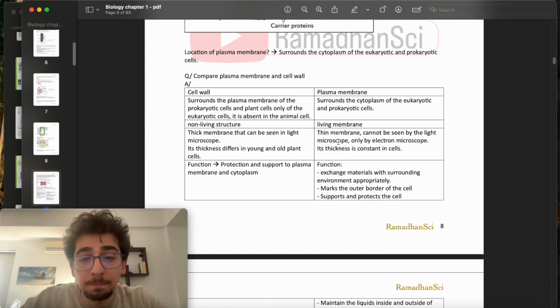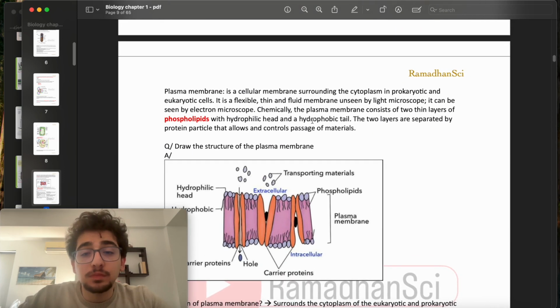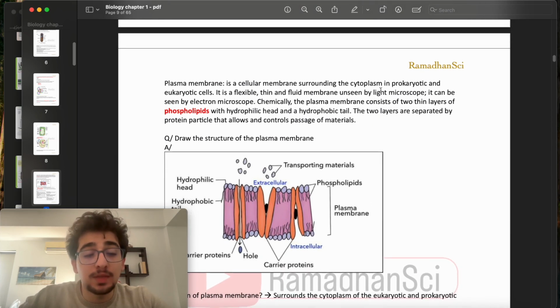Where is it? Here. So it's a thin membrane. The cell wall will be a thick membrane. And of course, you want to mention that we cannot see this by light microscopy because it's very thin. Instead, we will use electron microscopy. The cell wall, on the other hand, we are able to see just using light microscopy because it's very thick.